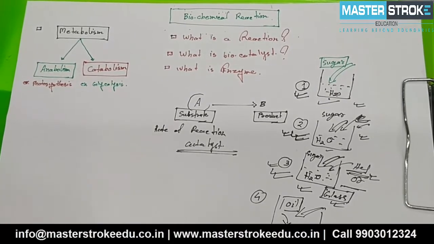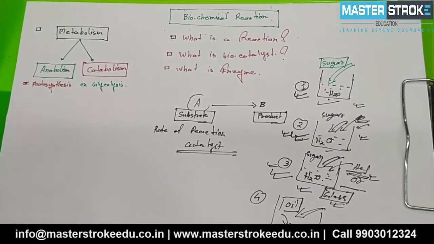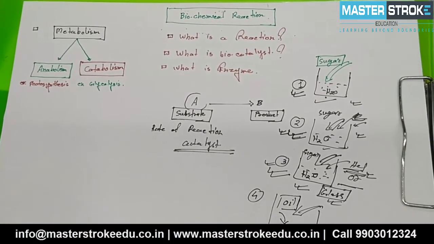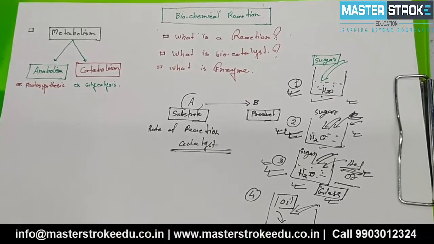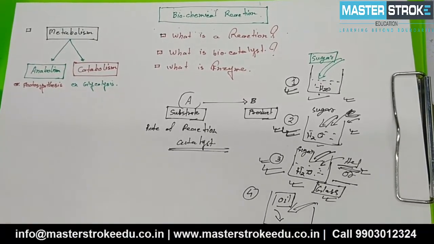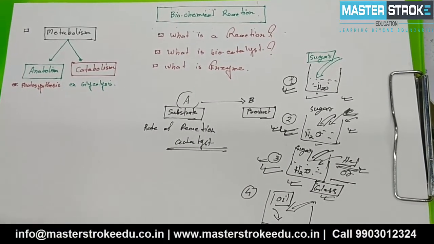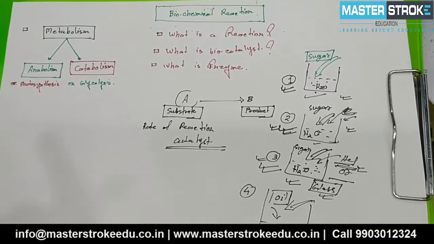For example, we can see that if substrate A is converted to the product in the presence of catalyst, think about 100 moles of substrate A converting to 100 moles of product B. In the presence of catalyst it requires 1 minute, in the absence of catalyst it requires 60 minutes.